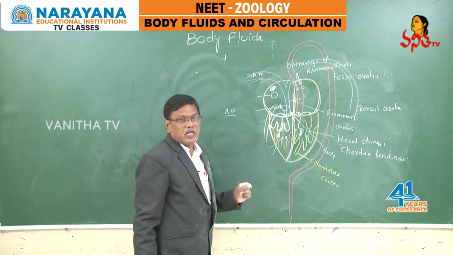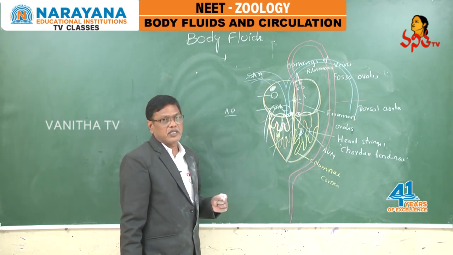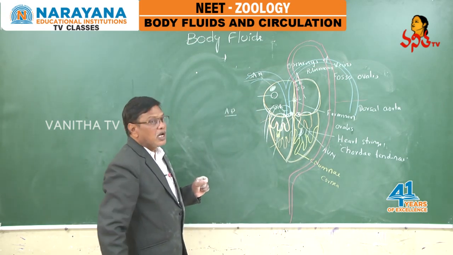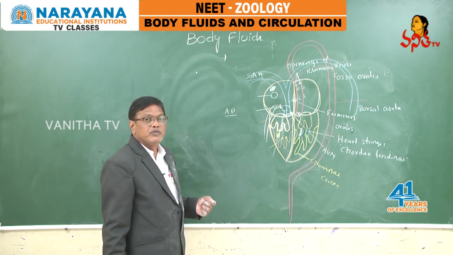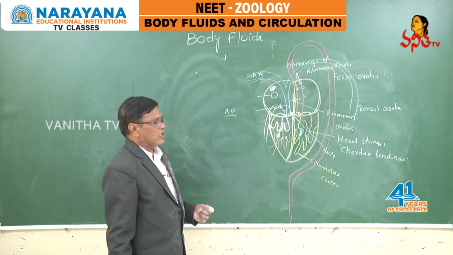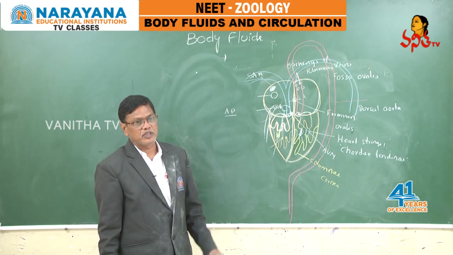The rest of the events occurring during the cardiac cycle, the duration of the cardiac cycle, what is ECG, how the heartbeat is regulated, and the disorders of the circulatory system, we will discuss in the next class. Thank you, students.